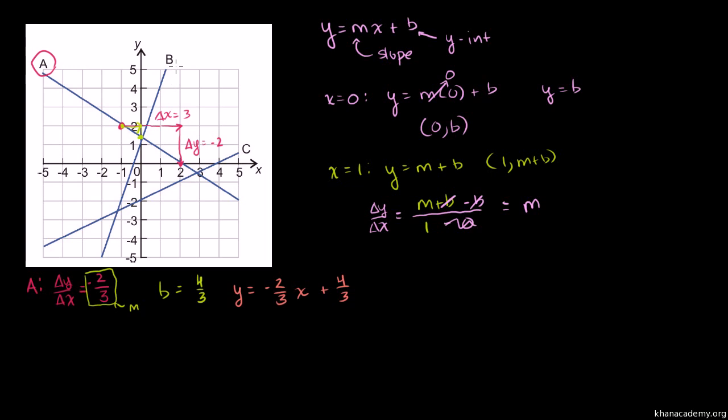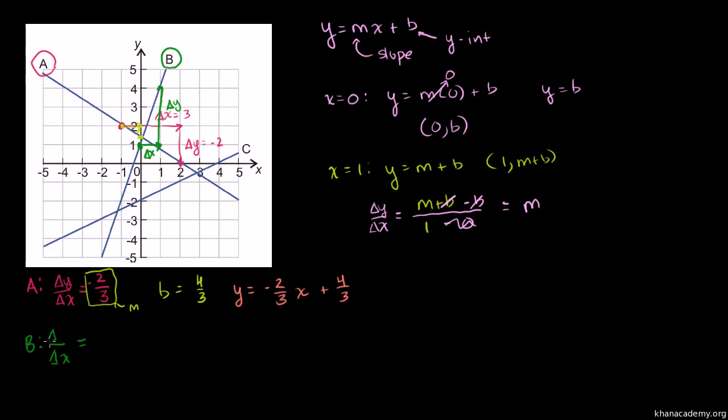Let's do equation B. Hopefully we won't have to deal with as many fractions here. Equation B, let's figure out its slope first. Let's start at some reasonable point. We could start at that point. When our delta x is equal to 1, when we move over 1 to the right, what happens to our delta y? We go up by 3. Our change in y is 3.